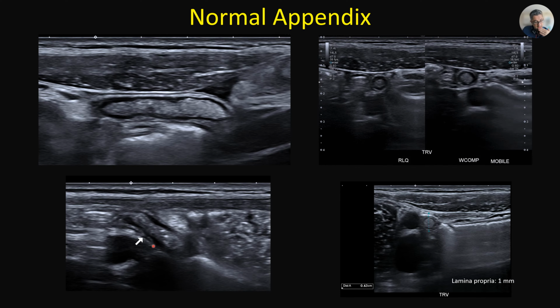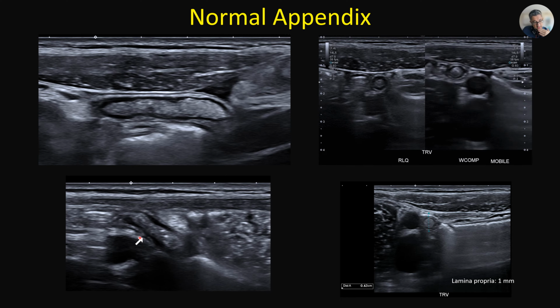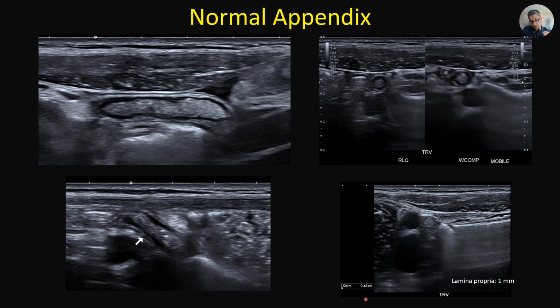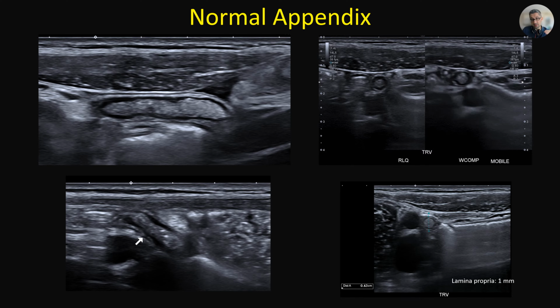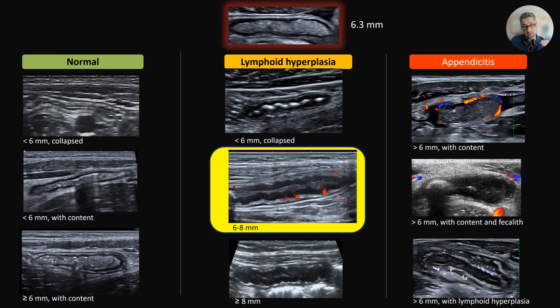And here, this is the outer lumen. And the diameter is actually over 6 millimeter, measuring 6.3 millimeter. There is no increased echogenicity, and this is actually a normal case falling into this category between 6 and 8, lymphoid hyperplasia. And when the appendix is over 6 millimeter with lymphoid hyperplasia, it can easily be overcalled as appendicitis.